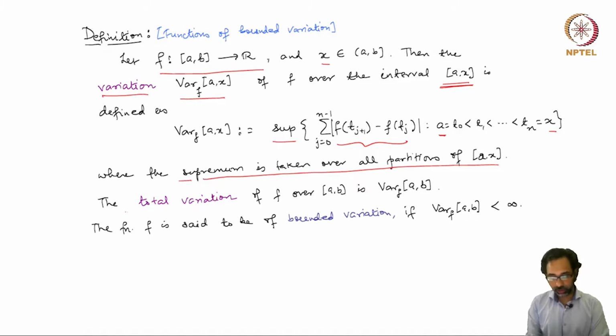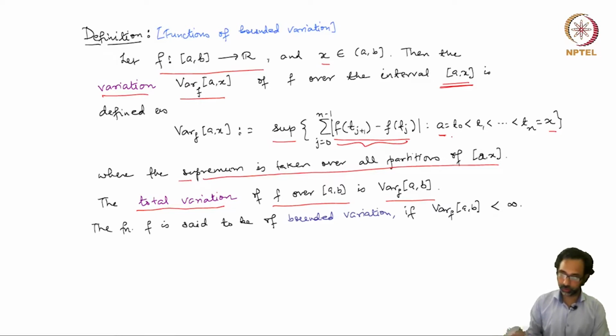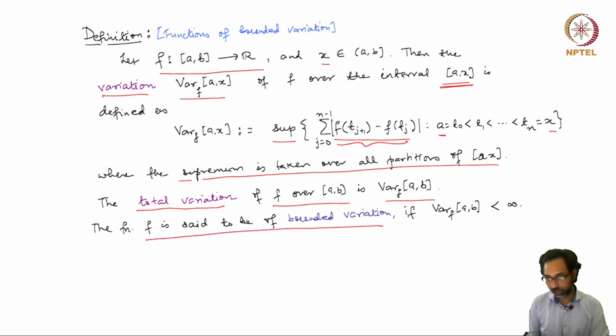And now the total variation of f over the whole interval a b is simply defined to be var f a b. Again you take the supremum over all partitions of a b of sums of the form f of t j plus 1 minus f of t j, summed over the endpoints of your partition. Finally, the function f is said to be of bounded variation if the total variation is finite. So this is the definition of a function of bounded variation.